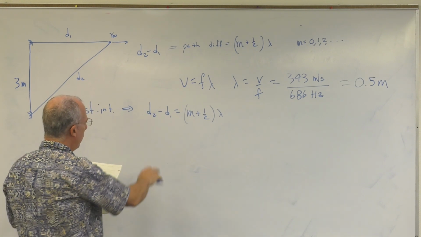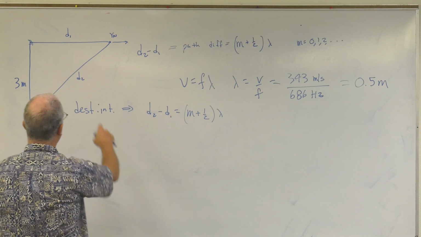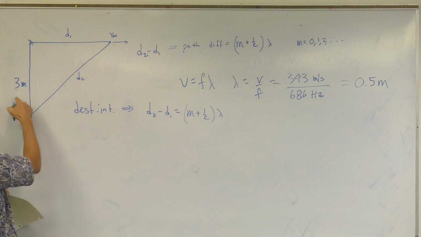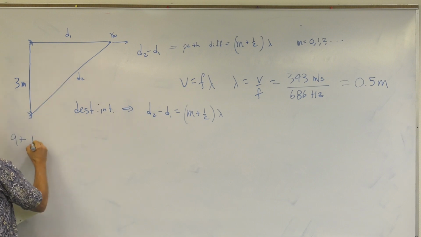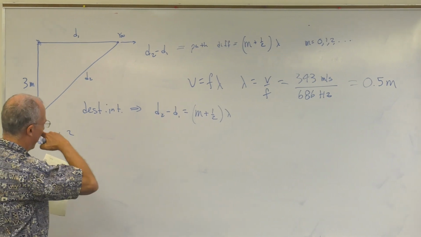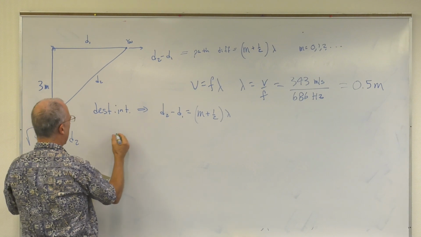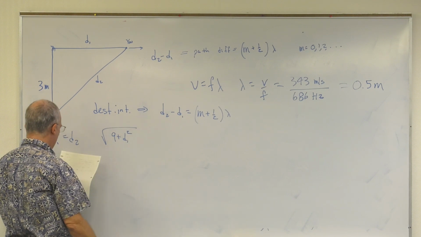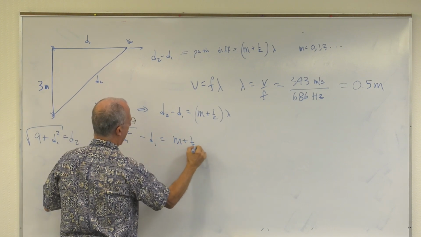Okay, so I have two variables here. I don't like that, we just want one variable. What's D2? Well, just Pythagorean theorem. Forget about units. 3 squared is 9, plus D1 squared, equals D2 squared. So D2 is the square root of 9 plus D1 squared. So the square root of (9 plus D1 squared) minus D1 equals (m plus 1/2) lambda.